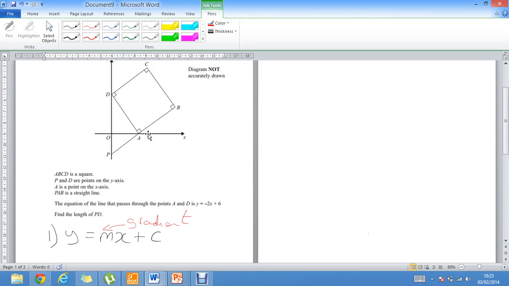The equation of the line that passes through the points A and D is y equals minus 2x plus 6. Again, vital for this question. It's necessary for this question, but why are they giving it to you? Well, there's four parts of this question that you have to know, or four bits of knowledge that you need.